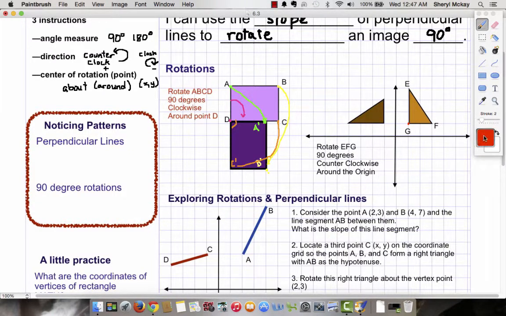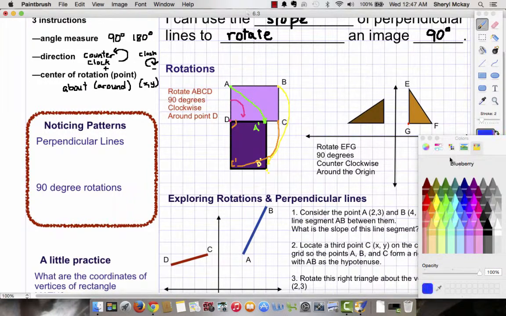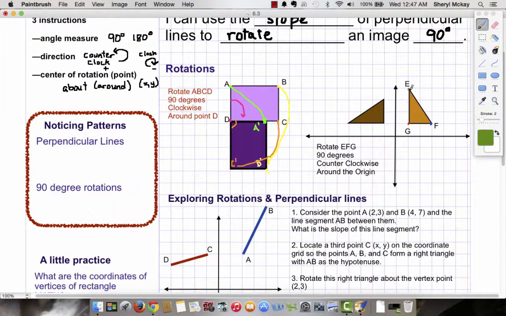Well, I guess I should make them different colors again. So we'll have a red one, F can be blue, and we'll make E green. Okay, so this time our directions say we're going to rotate EFG, but this time we're going to rotate it 90 degrees counterclockwise, which means we're going to go this direction.